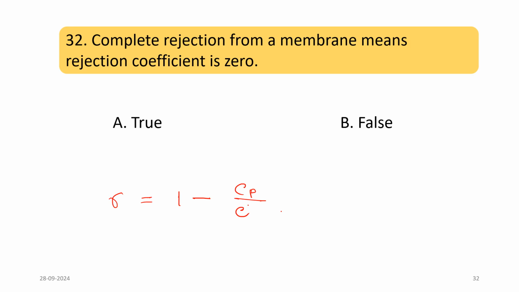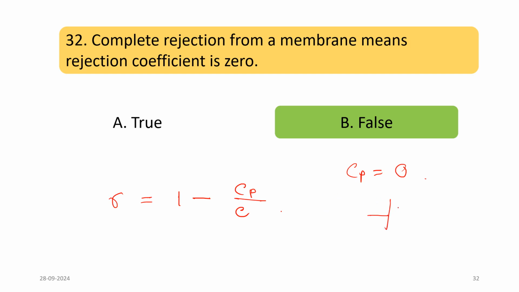The opposite: if the whole feed solution passes through the membrane, then Cp and C will be the same. That leads to 1 − 1, so σ will be 0. So complete rejection from a membrane means the rejection coefficient is 1, and when everything passes through the membrane, the rejection coefficient is 0. So in this case, it is false.